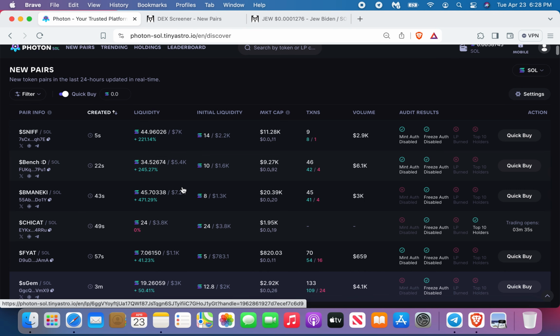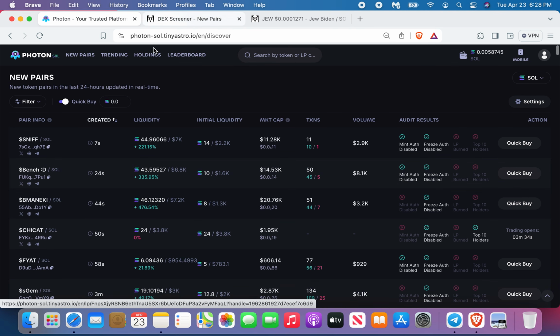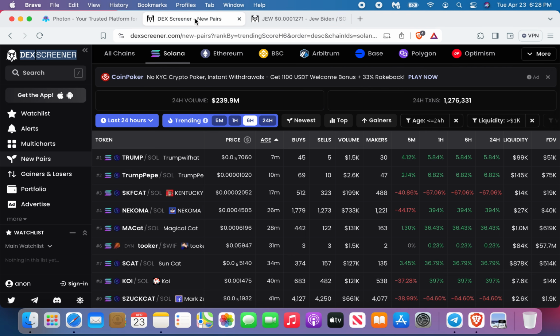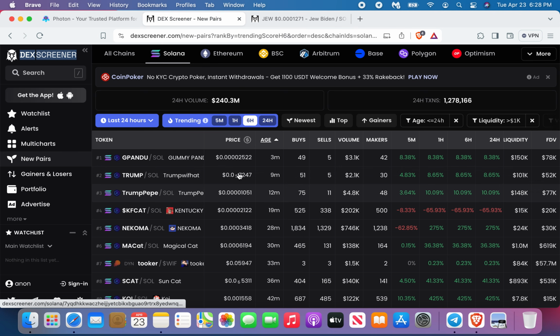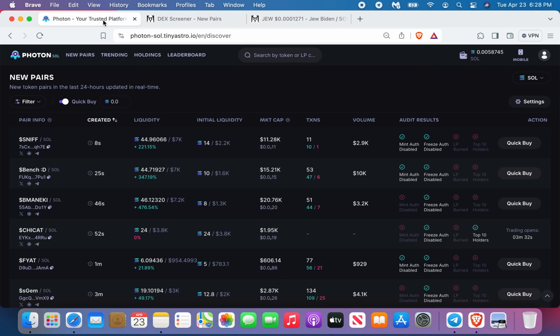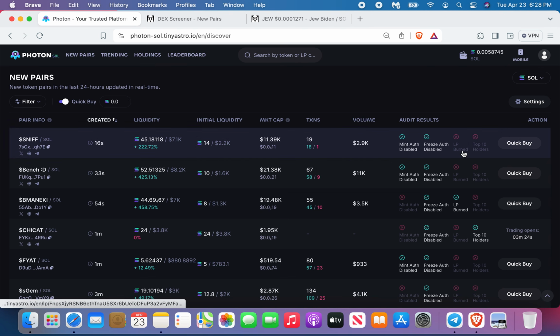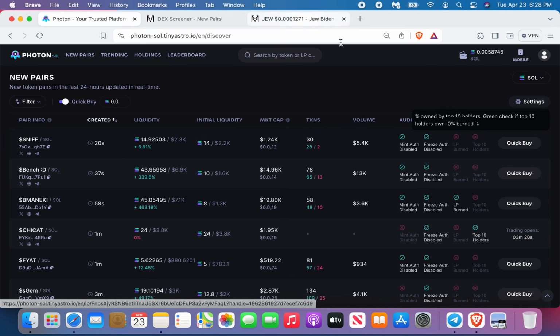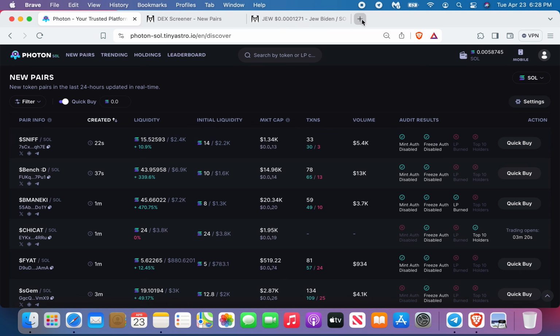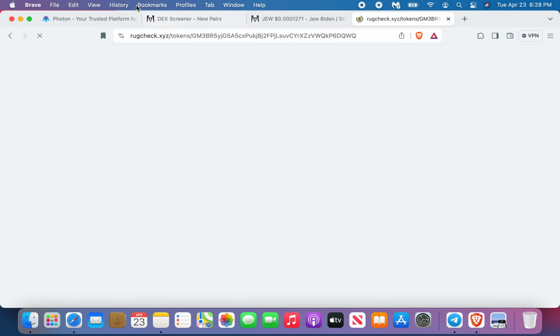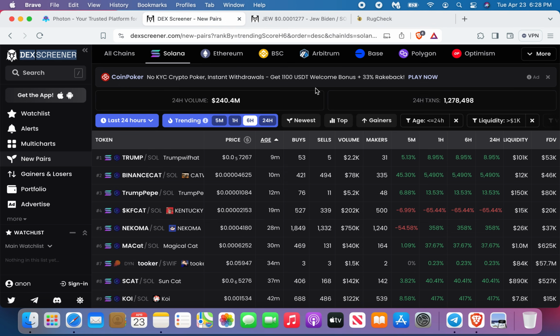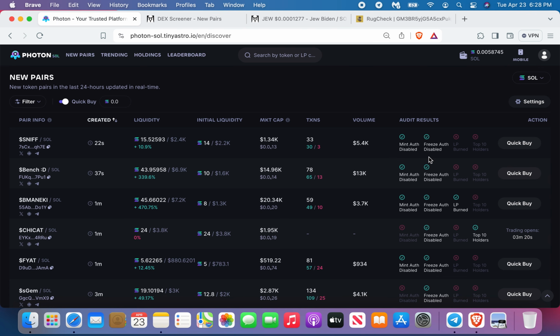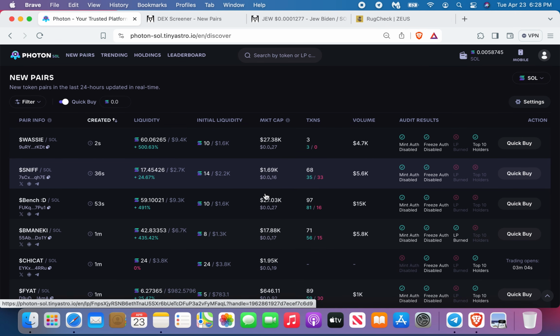But yeah, guys. So from the beginning, I go on to Photon. I also have a Dexscreener tab with new pairs open. I do my due diligence. Number one for me, LP needs to be burned. I want to do a rug check to make sure the top holders are not like 90% ownership with just a couple accounts, right? You want mint authority disabled because they can just print new coins.